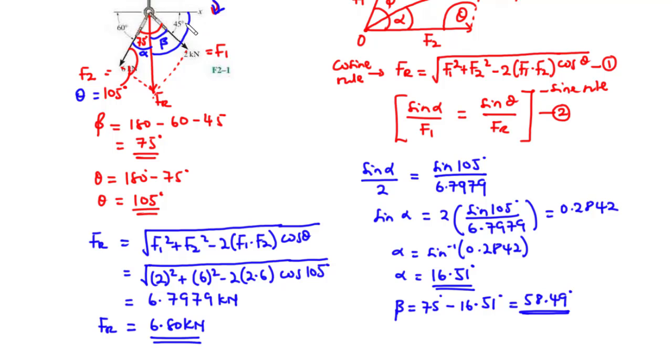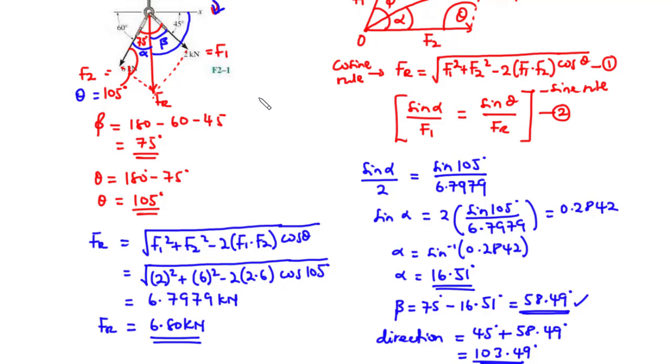Now to find the angle between Fr and the positive x-axis in the clockwise direction, we are going to add 45 and beta. Therefore, we have the direction to be 45 plus beta, which is 58.49. Therefore, we have the direction to be 103.49 degrees. This is the angle between the positive x-axis and Fr measured in the clockwise direction.